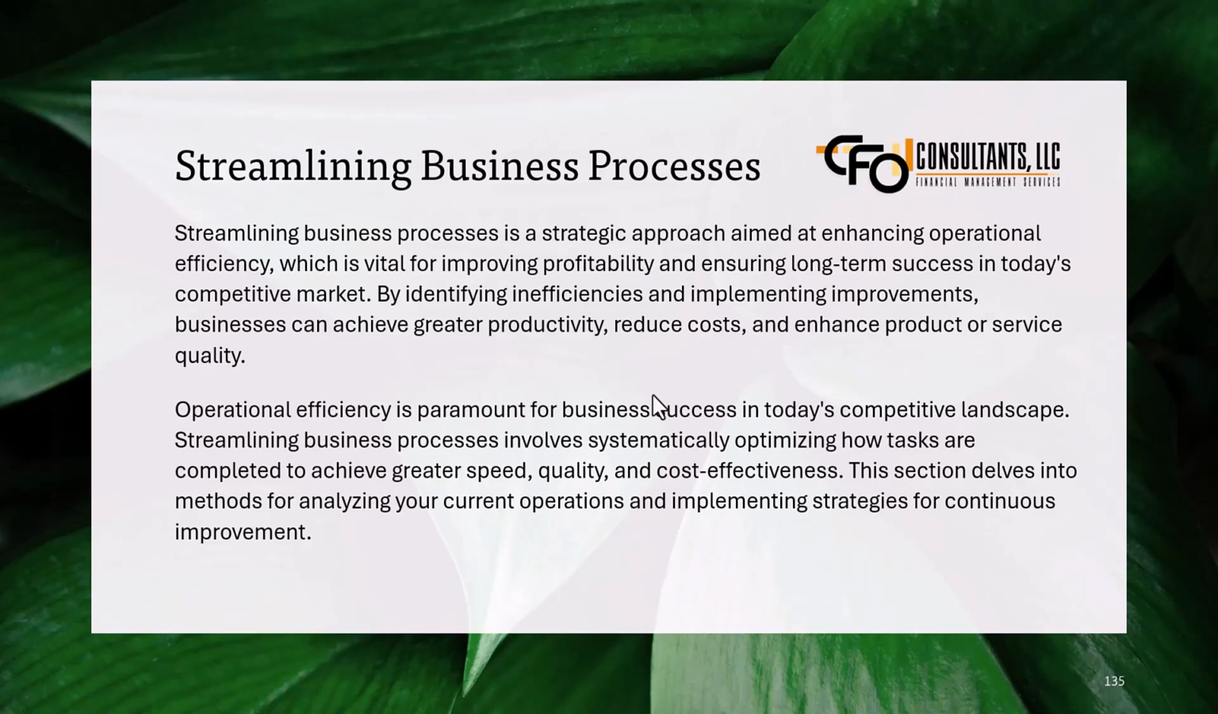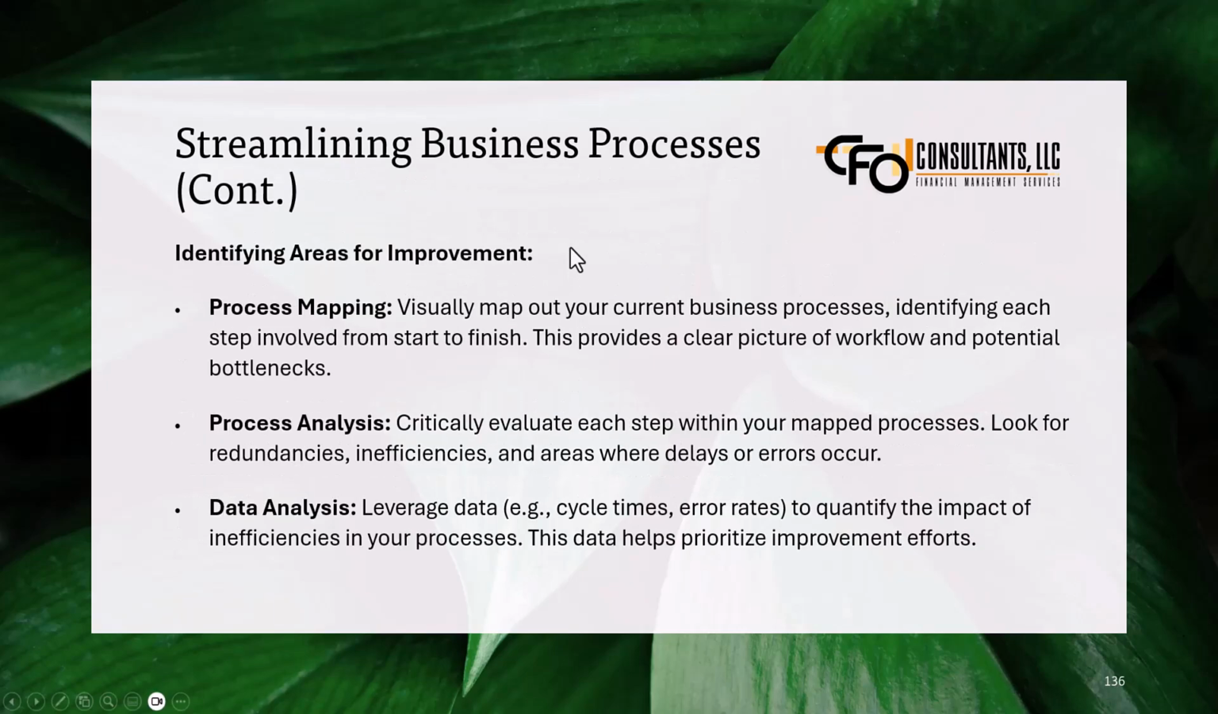Streamlining business processes involves systematically optimizing how tasks are completed to achieve greater speed, quality, and cost effectiveness. This section will delve into the methods for analyzing your current operations and implementing strategies for continuous improvement. Okay, so that's what we're going to cover here. First up is identifying areas for improvement, and there's 3 things you need to keep in mind.